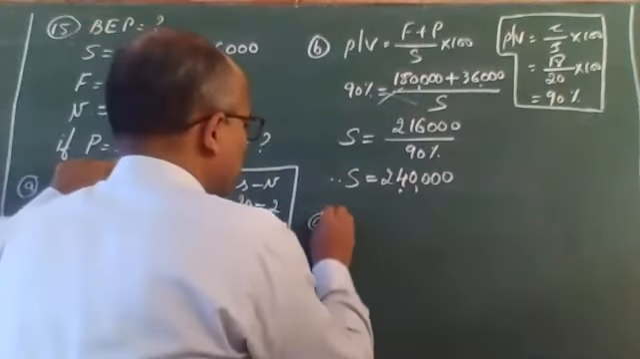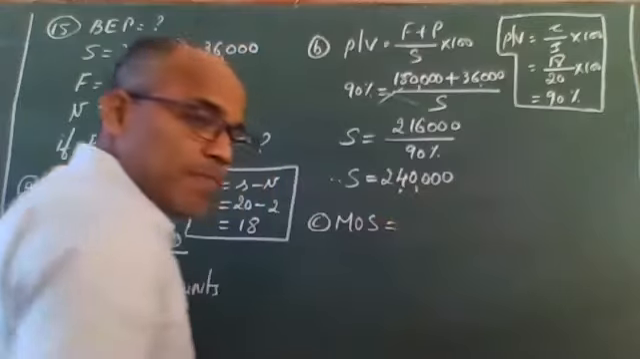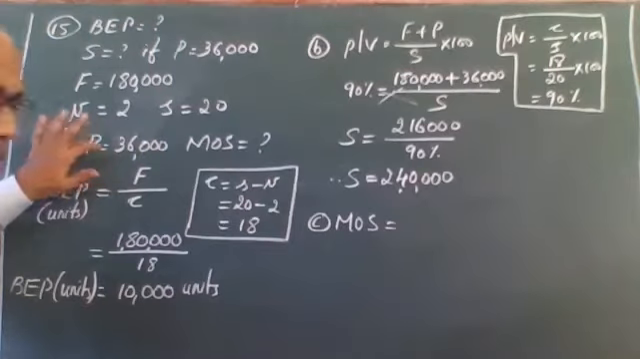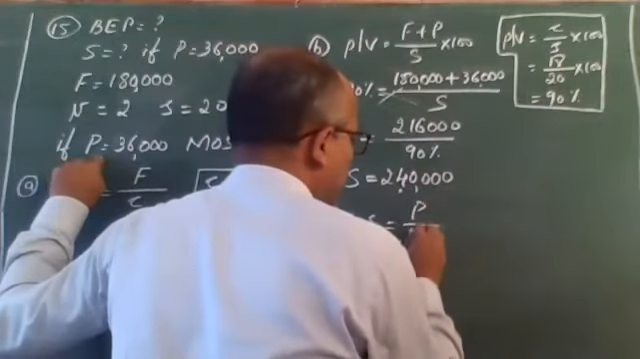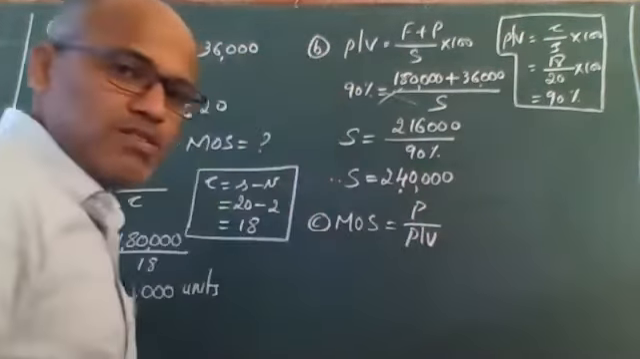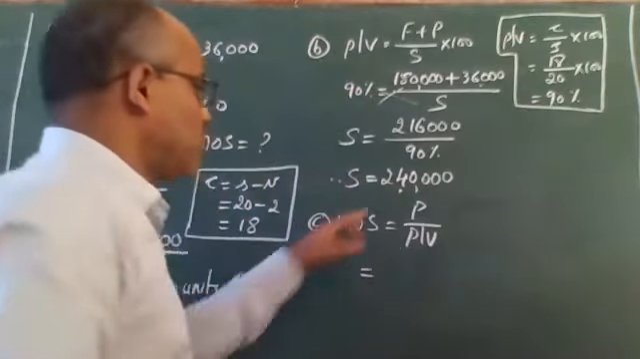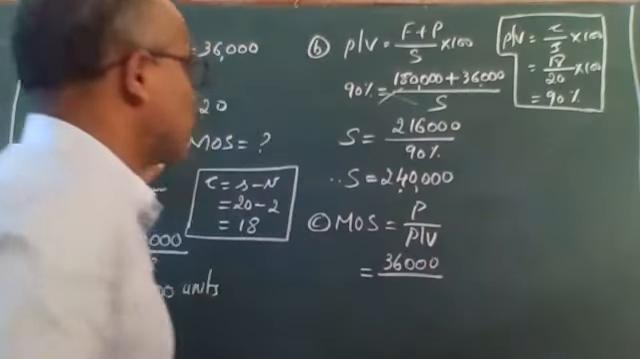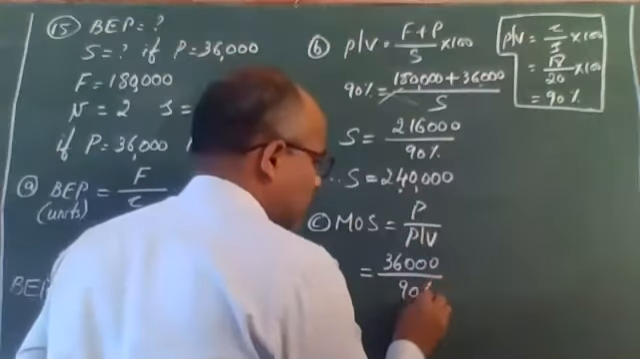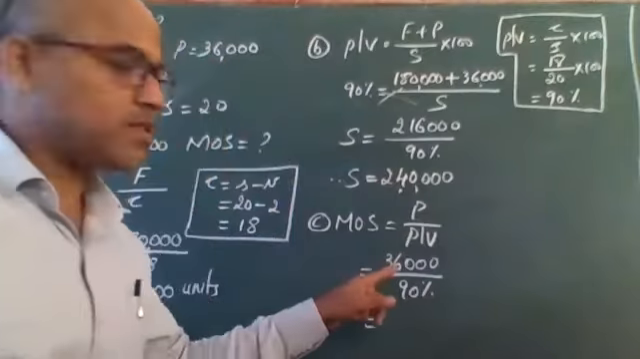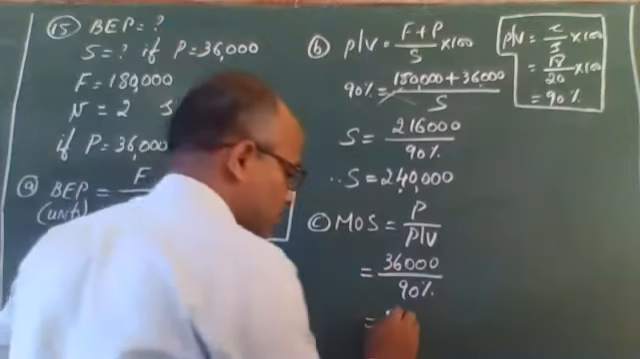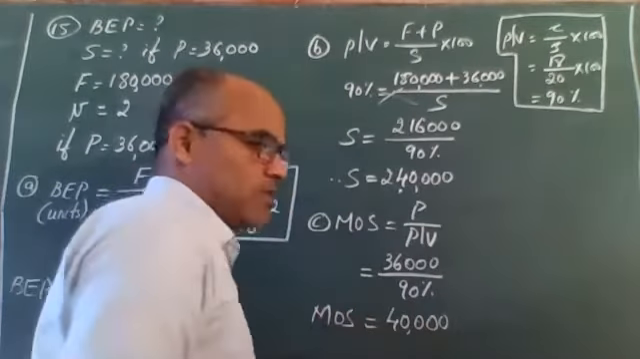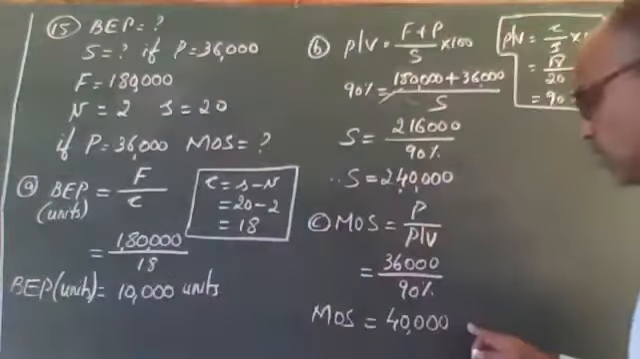So for me, margin of safety is either sales minus break-even sales or profit by PV ratio. Do you have the profit given? Yes. So I will apply profit by PV ratio. Now based on this formula, if you try to calculate, profit is 36,000. If profit is 36,000, the PV ratio is 90%. So you can calculate 36,000 divided by 90% gives us how much? 40,000. So margin of safety is 40,000.